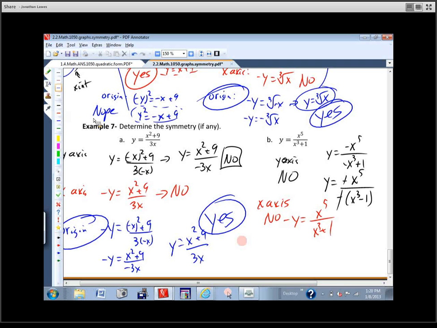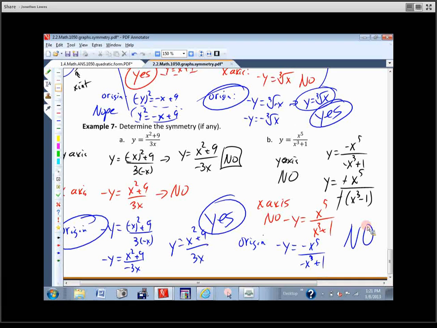And then the last one, origin, change the y, change the x, and again, those are negative because we cubed them. Is there any way that's going to be the same? Nope. No. So, any symmetry on that last one? Not a single one. Okay? No symmetry there. Okay. Again, in the next chapter, we're going to cut out one of the types of symmetry.